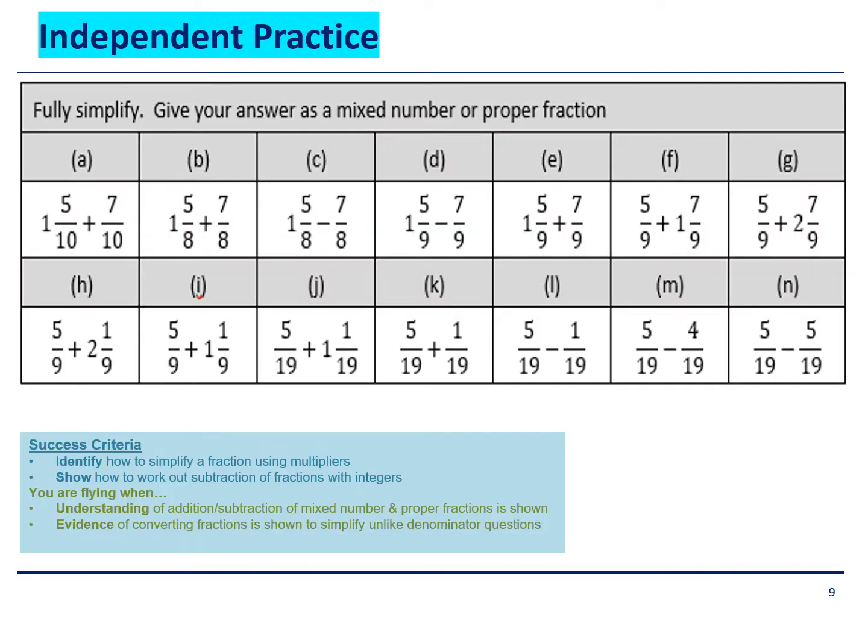Okay, here's a set of independent practice questions for you. Make sure you read the question properly. So it's asking us to fully simplify, which we've had practice at before, but it's asking us also to give the answer as a mixed number or a proper fraction. Okay, so we should have no improper fractions, top-heavy fractions here. Pause the video and give yourself 10 minutes having a go at all these.